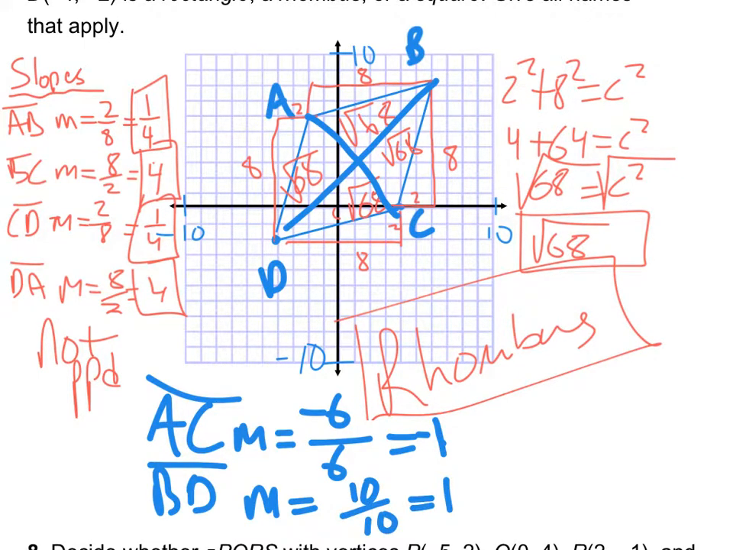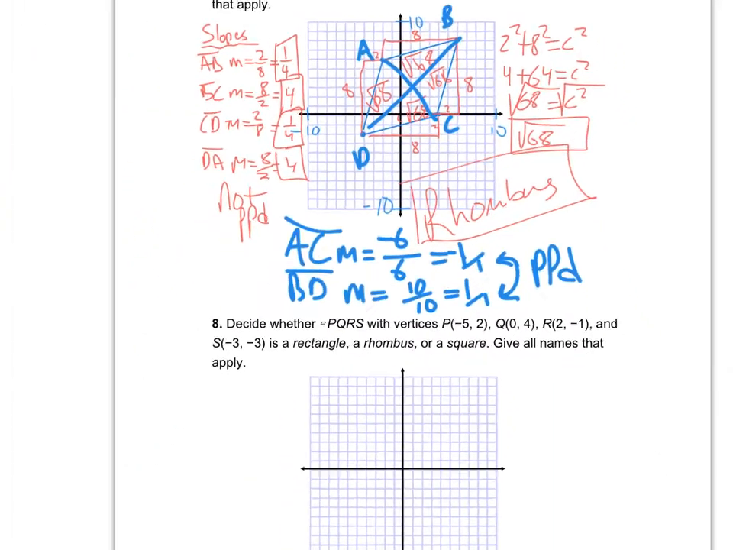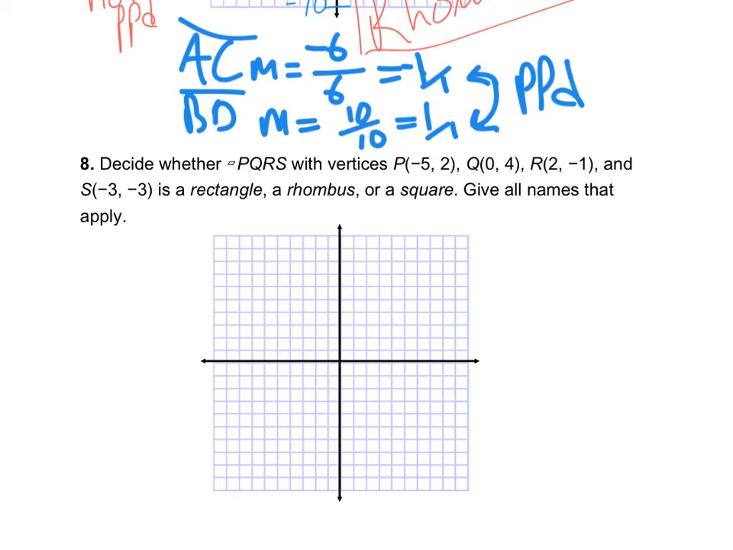Now it's a little hard to see, but these are opposite reciprocals. If we call this 1 over 1, we can see it maybe a little better. One's positive, one's negative, and they're flipped, so they're opposite reciprocals. That means they're perpendicular, and we said that a rhombus has perpendicular diagonals. So that also verifies that this is a rhombus. That was kind of an extra.